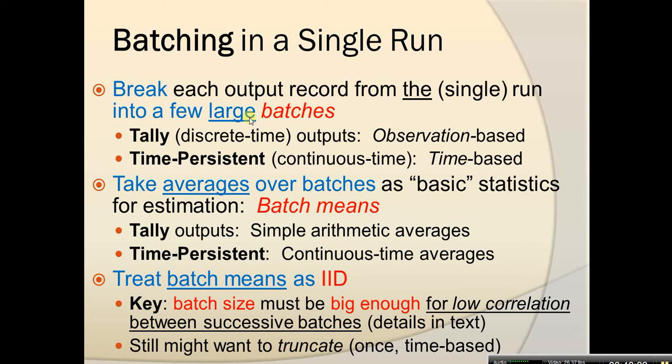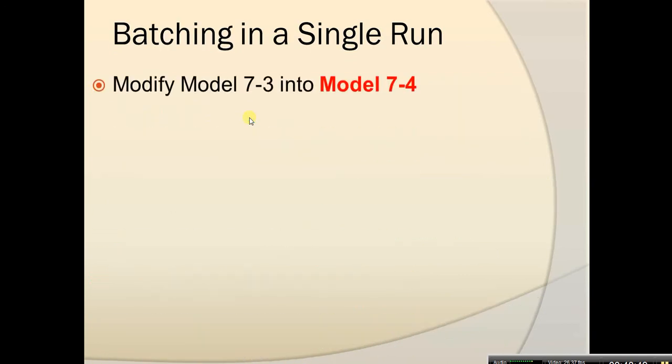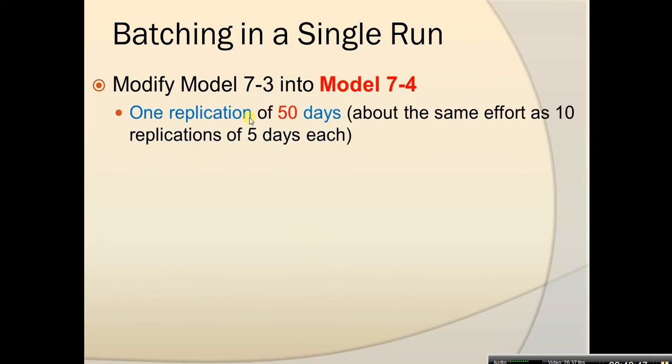We still might want to truncate, but it's only once, and it's time based, so we only discard this warm-up once. When we do the batching in a single run, we're going to modify model 7.3 into model 7.4. We're only going to have a single replication of 50 days, which is pretty much the same computational cost as 10 replications of 5 days. And we will have a single 2-day warm-up period. Before, with 10 replications, we discarded 20 days' worth of data out of those 50 days. Now, discarding only 2 days, we'll keep 48 days.